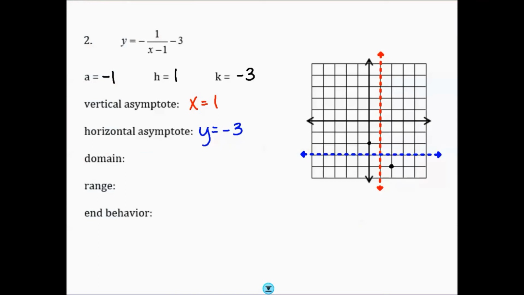So now I can sketch in the branches of the graph. They should get closer to the vertical and horizontal asymptotes. Now, you'll notice that in this graph, the graph is in the top left and the bottom right, whereas the other graphs were in the top right and the bottom left. And that's because a is negative. It's switched which quadrants the graph is in.